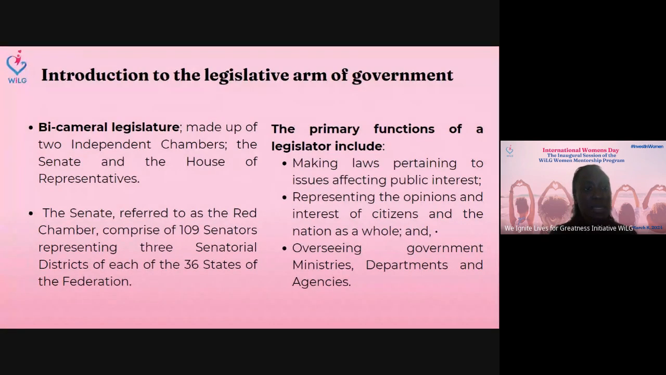So we have checks and balances, so that in order for one arm not to be above the other, we try to ensure that it's a checks and balances approach, where one arm of government is checking the other.